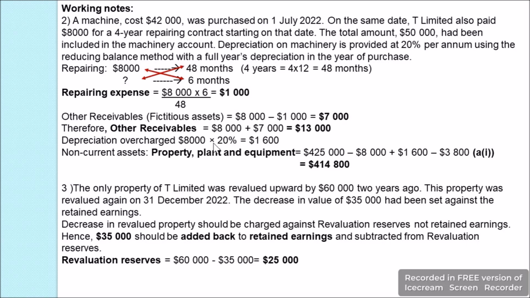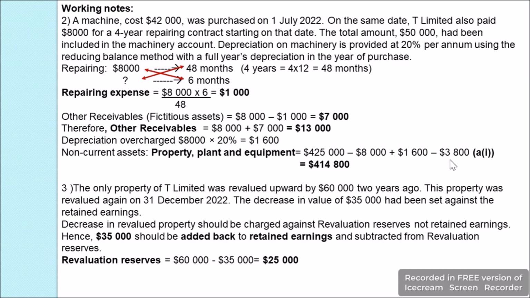Okay. And then what else we have to do is, we have to take the property, plant and equipment and do the adjustments. Here it was mentioned that the value for this was $425,000, and from there we have to subtract this 8,000, because this 8,000 is for repair contracts and this will be a part of other receivables. So we have to subtract this, and then we have overcharged this depreciation. So we are going to add this back, because we have charged this depreciation for this 8,000, which should not be charged, so we are adding this back.